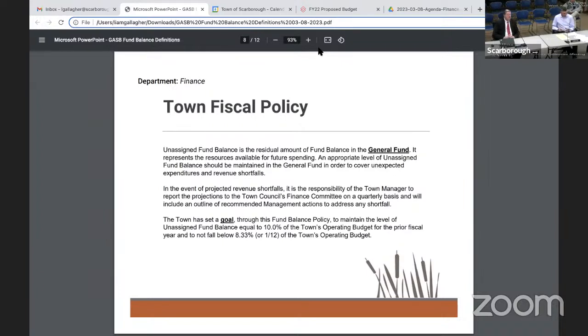I just wanted to touch on our fiscal policy a bit. As I mentioned, unassigned fund balance is the residual in the general fund. It's resources for future spending, and it's there to cover unexpected expenditure and revenue shortfalls that may arise in future periods. It's Tom's responsibility to report the projections to the council and recommend actions on how we manage fund balance and any shortfalls.